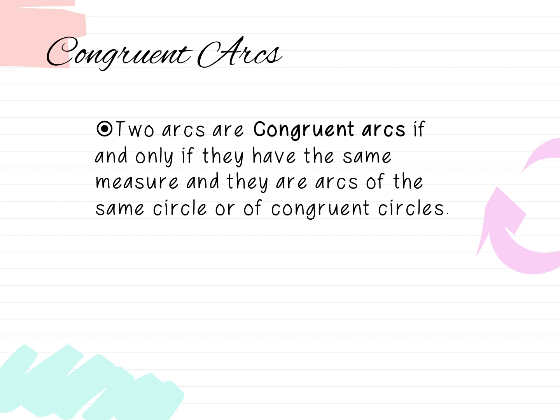Congruent arcs are two arcs that are congruent if and only if they have the same measure and they're arcs from either the same circle or from congruent circles. And we just saw congruent circles. They're two circles that have the same radius length.